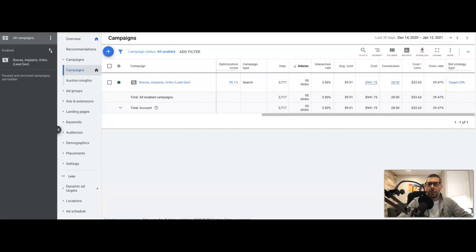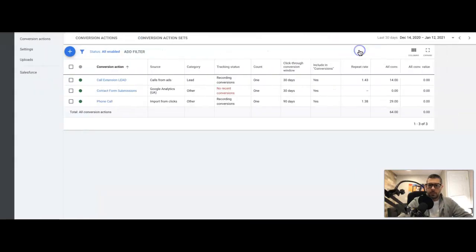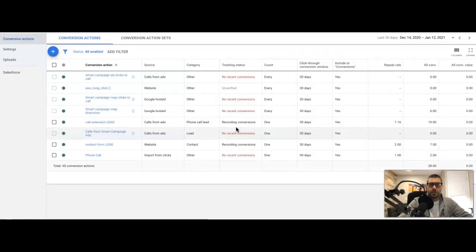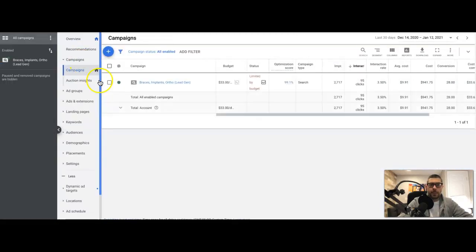All right, next up, we're going to go into conversion actions, because these are contact form submissions and phone calls. So you can see here we have our phone call set up. 2 phone calls came in, and you got 7 contact form submissions and 19 call extension calls. So 19 leads, and these are phone calls. 19 phone calls came from the call extension on the ad. Then we've gotten 7 leads that came from the contact forms. Those are forms submitted, and the phone call, which is CallRail, which is calls that come directly from the website. There's been 2.